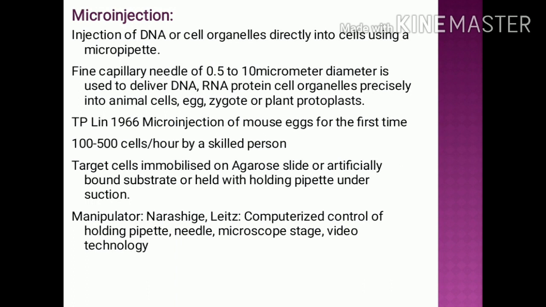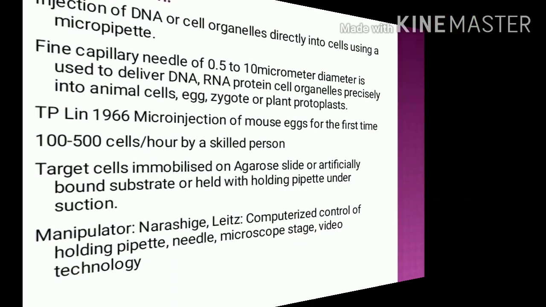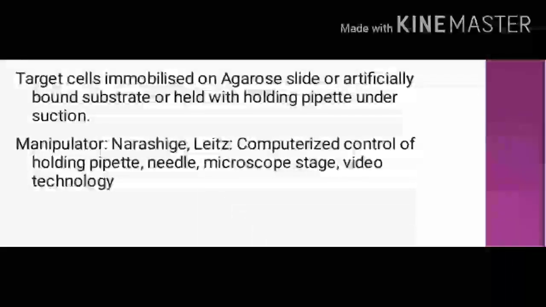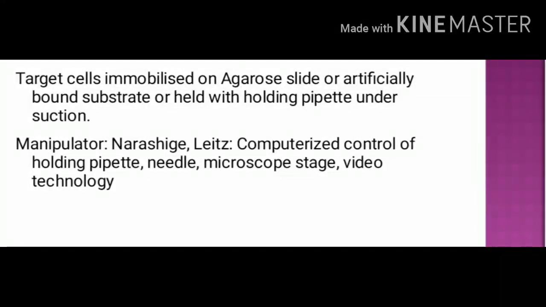Microinjection of mouse eggs was carried out for the first time by T.P. Lin in the year 1966. A skilled person could transfer 100 to 500 cells in 1 hour. Target cells should be immobilized on agarose slide or artificially bound substrate or held with a holding pipette under suction.